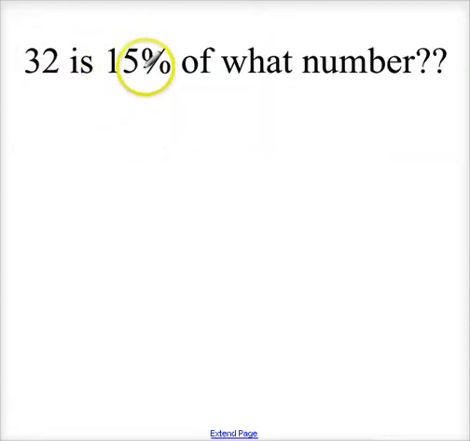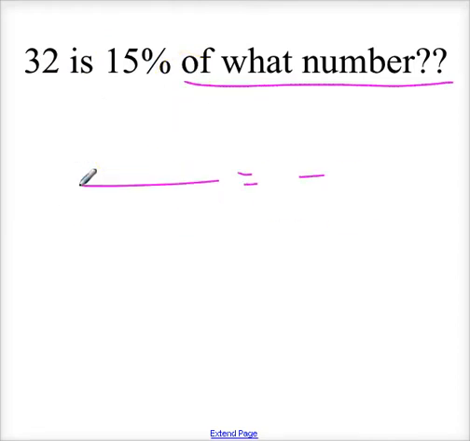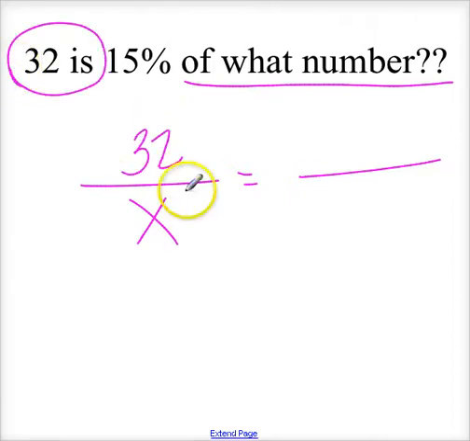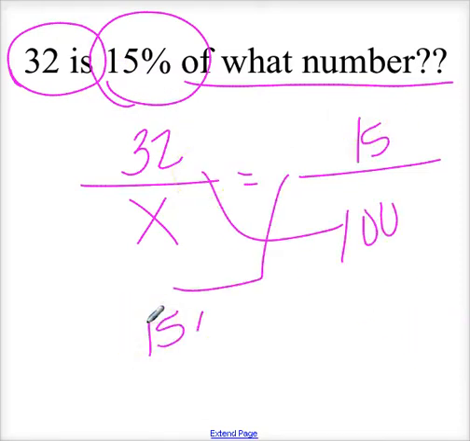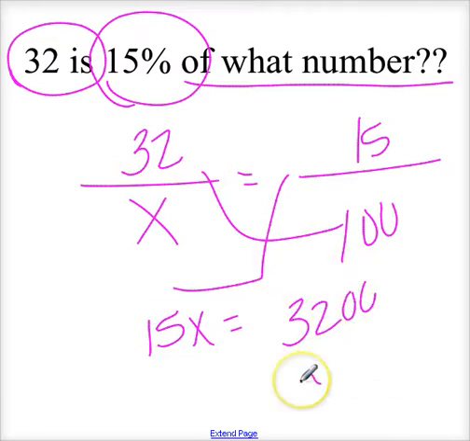32 is 15% of what number? There's our question. I have my proportion. Of what number? I don't know the of, which is in the bottom. 32 is goes on top. 15%, that's the easiest one: you put the number over 100 for the percent. Now I solve like a normal proportion. 15x equals 3200. 3200 divided by 15 is about 213, rounded.